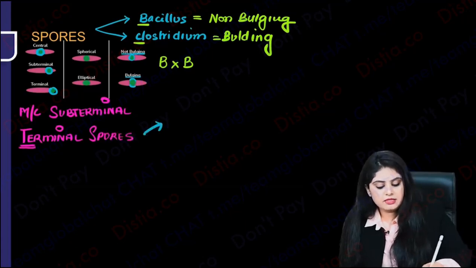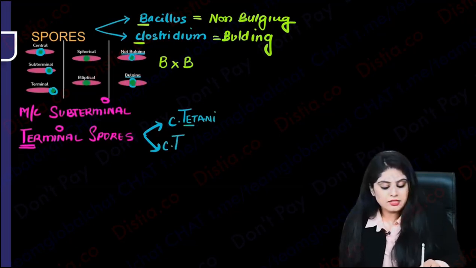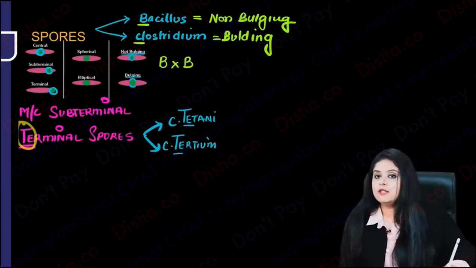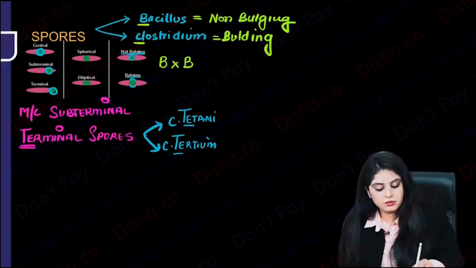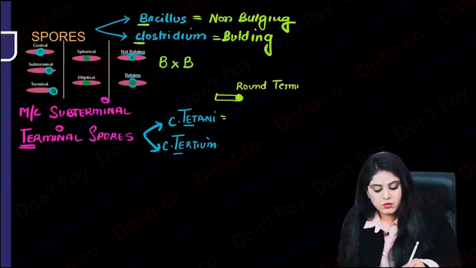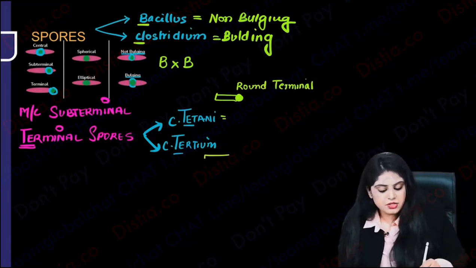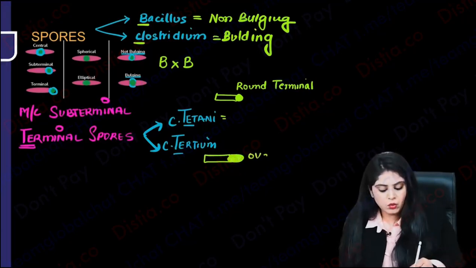TE for terminal. TE for terminal means Clostridium TE for tetani, TE for tetani, and Clostridium TE for tertium. Simple, guys. If you see terminal written in the exam, either pick up TE tetani or pick up TE tertium. Please note, tetani may, if I draw it, if this is the bacteria and you're saying terminal, I have made a round terminal spore. Whereas in tertium, again I have made terminal, but I have made a very oval spore. I have made an oval terminal spore.